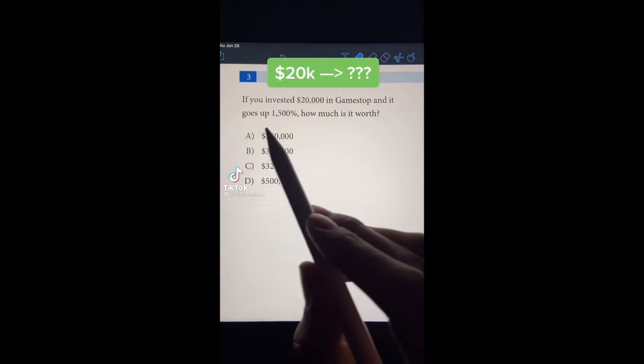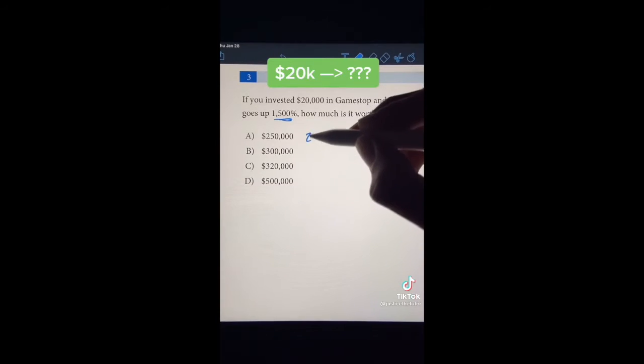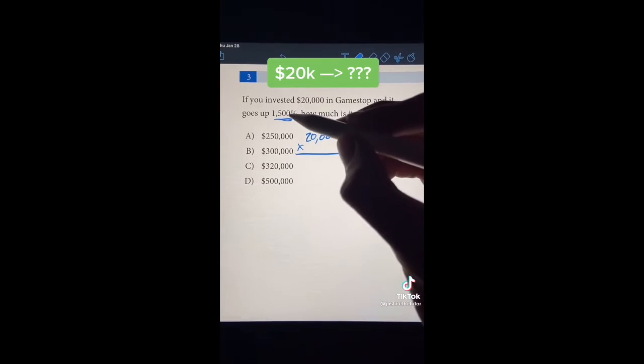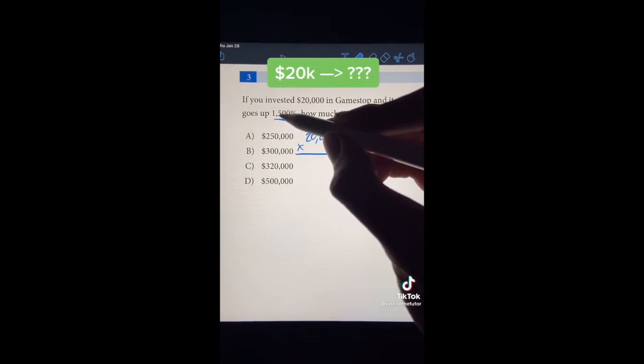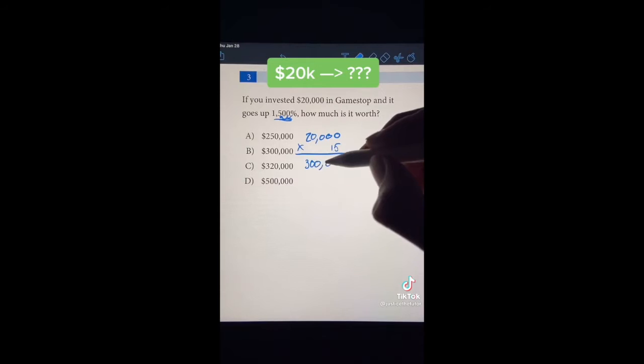If you invested $20,000 in GameStop and it goes up by 1,500%, how much is it worth? So if you have an initial investment of $20,000, what you'd have to do is multiply it by the percentage that went up, but in decimal form. So to convert this into decimal form, you just have to move the decimal point over twice. So this is just 15, and 20,000 times 15 is $300,000.